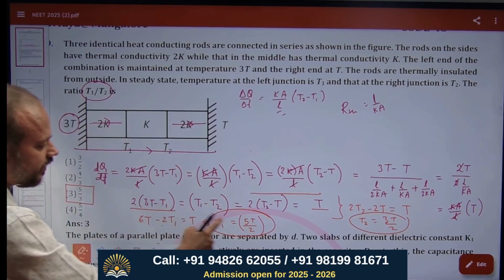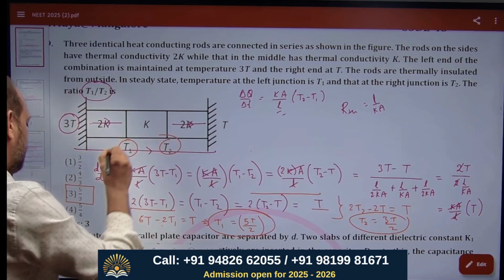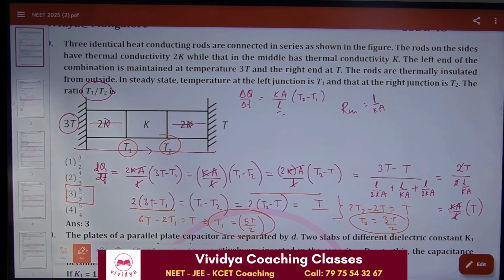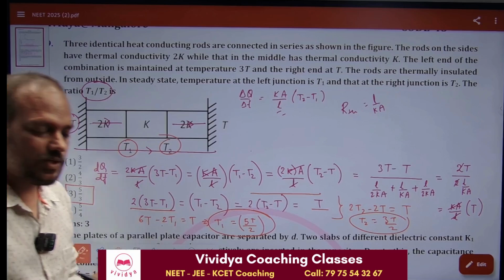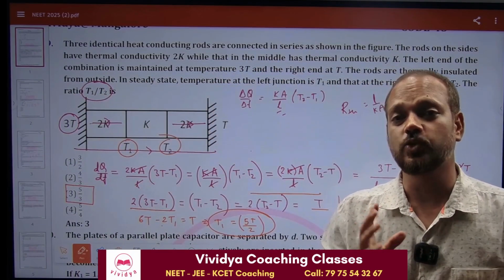Cross check. T1 is higher, T2 is lower, right? So 5 by 3, right? All right. So that's how you solve this problem. So the question is related to thermal resistance and heat current. We'll see you in the next question. Thank you.